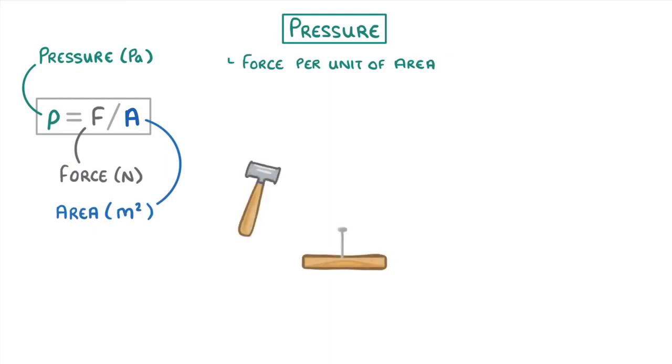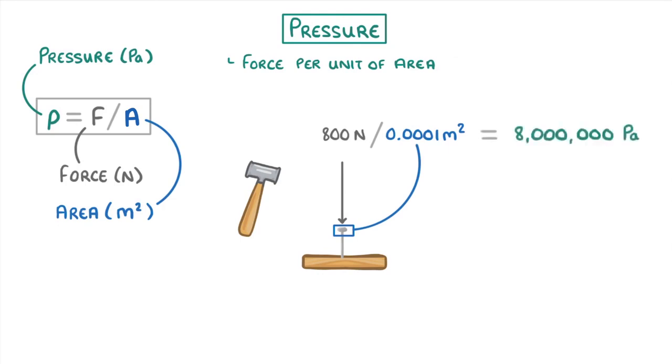So if you hit a nail with a hammer, you would be applying a force to the area of the nail head, which would result in a pressure on the nail. For example, if you applied 800 newtons of force, and the area of the nail head was 0.0001 meters squared, then you'd generate a pressure of 8 million pascals, or 8,000 kilopascals.